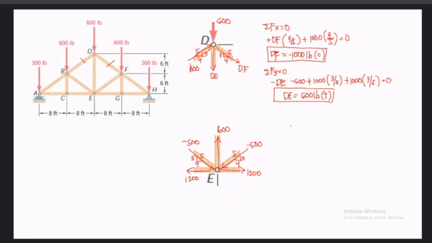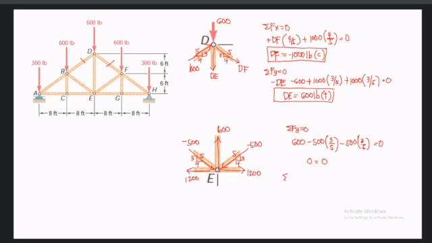So pag nag-summation Fy ako dyan, dapat equal sa 0. So 600 minus 500 times 3 over 5. So that's 300. And then this is 500 times 3 over 5. So that's also 300. So 600 minus 600 is 0, equal to 0. Okay, symmetrical sila, no?